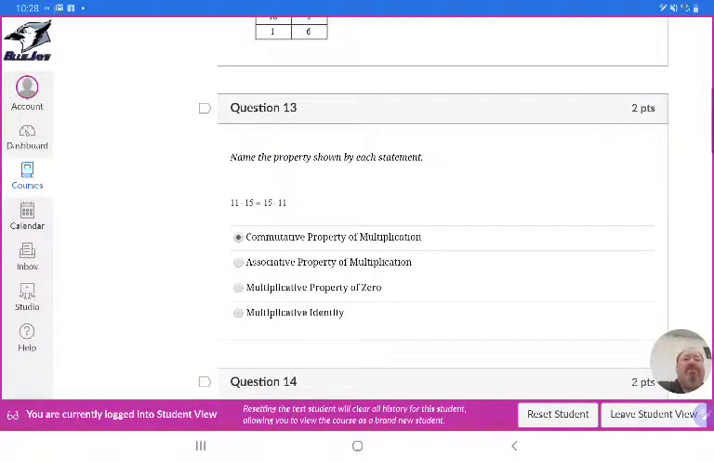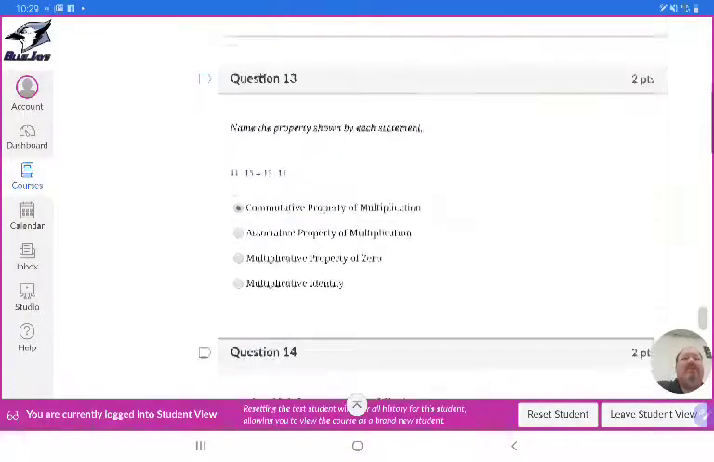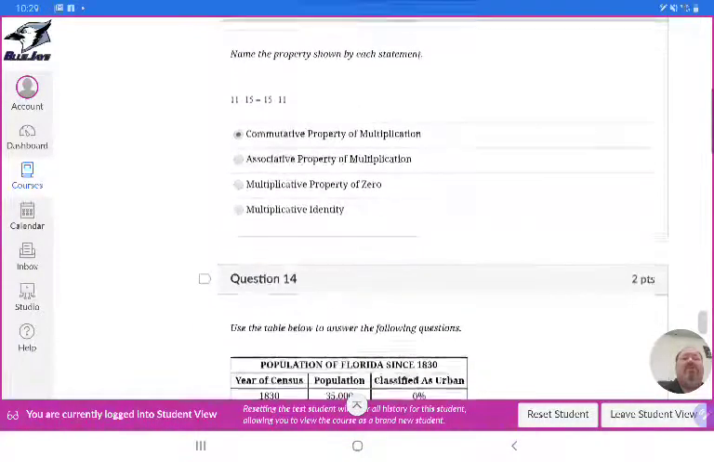13. Name the property shown by each statement. 11 times 15 equals 15 times 11. What do you think? Associative property of multiplication. Okay? Remember, associative property of multiplication, we're changing grouping. Is there any grouping there? Nope. So what else do you think it could be? Commutative property of multiplication. Very good. When you're doing commutative property, you're changing the order. And all we changed was the order. We swapped the 11 and 15 where they go. Okay? So commutative is order. Associative is grouping.